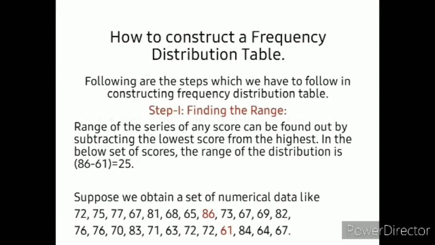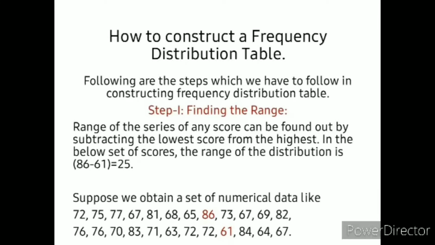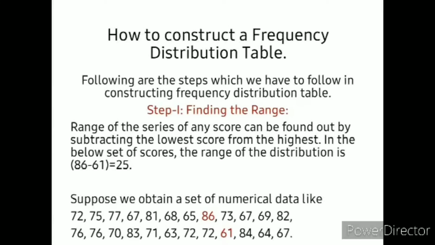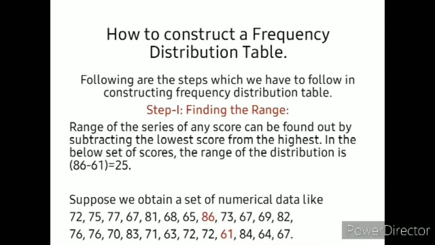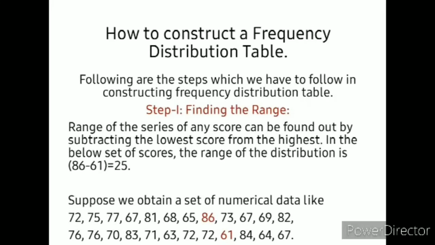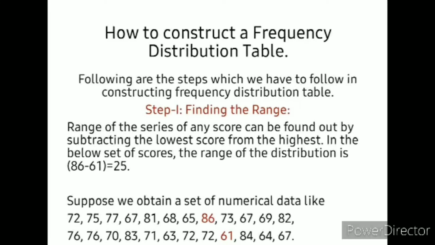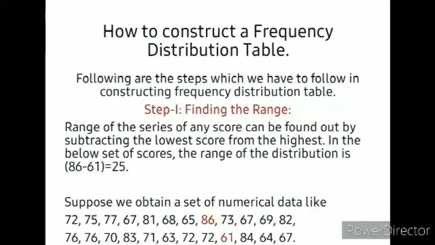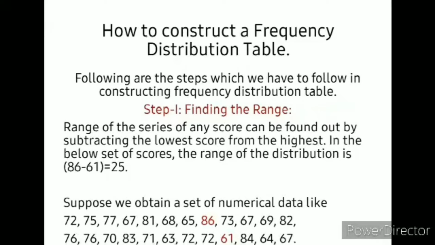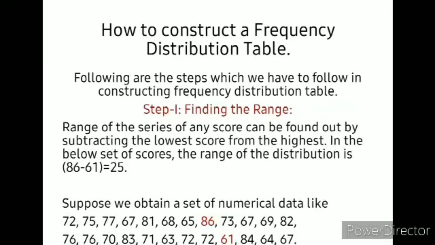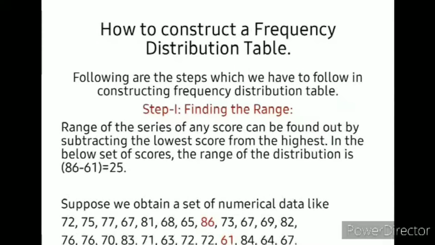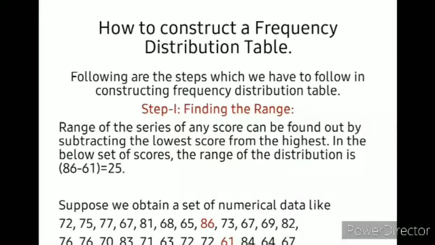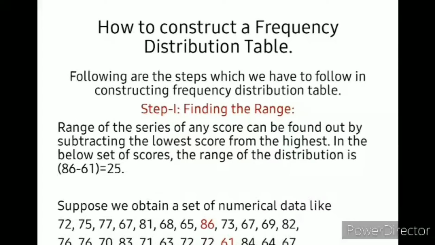How to construct a frequency distribution table. Here are the steps. Step 1, finding the range. The range of a series of scores can be found by subtracting the lowest score from the highest. In the example below, you need to identify first the highest score and the lowest score. In this example the highest score is 86 and the lowest score is 61. So the range of the distribution is 86 minus 61 equals 25.